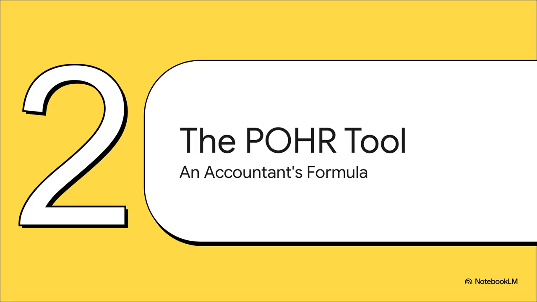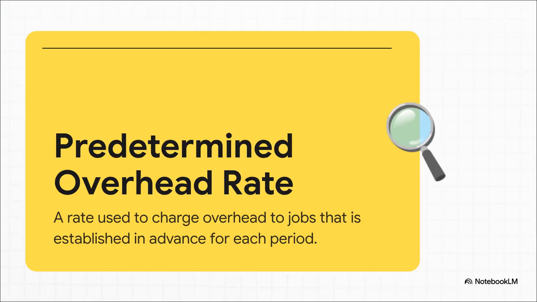So to solve this allocation puzzle, accountants don't just wing it. They have a really powerful and specific tool that's designed for this exact job. And trust me, it's the key to getting this right every time. It's called the predetermined overhead rate, or POHR for short. The most important word in that whole phrase is predetermined. What that means is we figure this rate out before the year even starts. That way, we can price jobs and make smart decisions all year long instead of waiting until the very end.